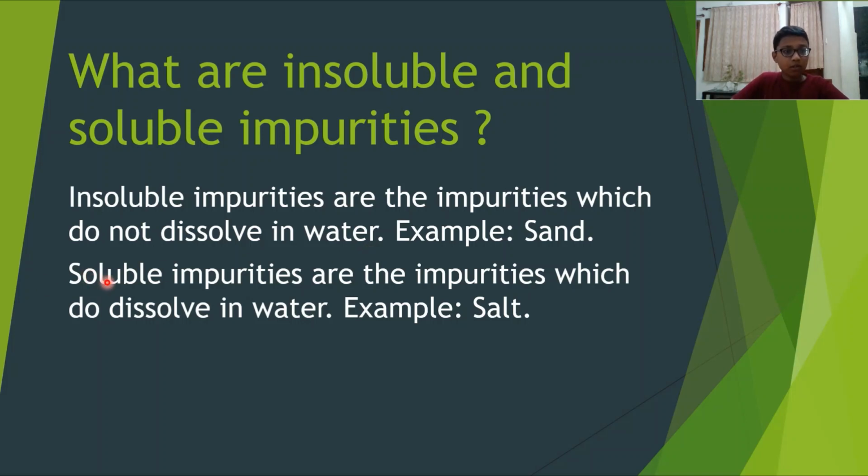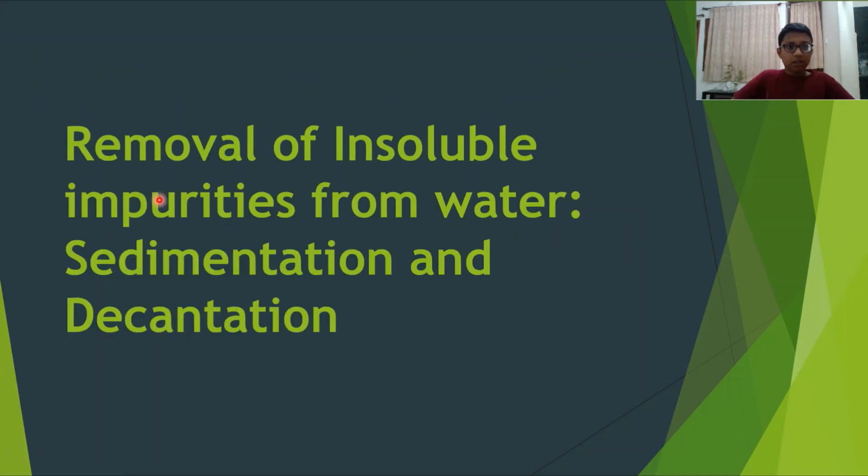So what are soluble impurities now? Soluble impurities are the impurities which do dissolve in water. Example, salt, sugar. Do this experiment, guys: take some salt and a transparent glass filled with water, and put some salt in it. As you can see, the salt or sugar, anything, dissolves in the water. So try this.